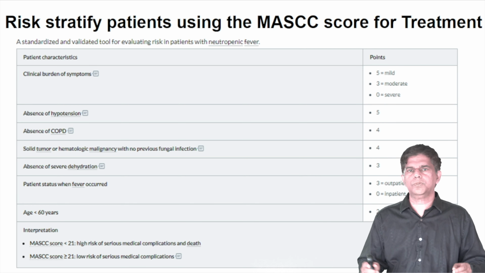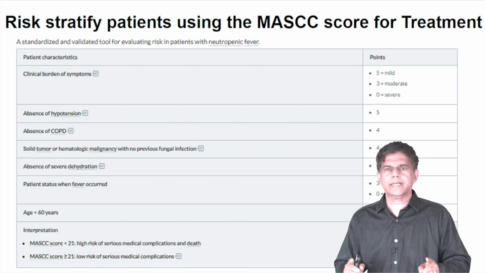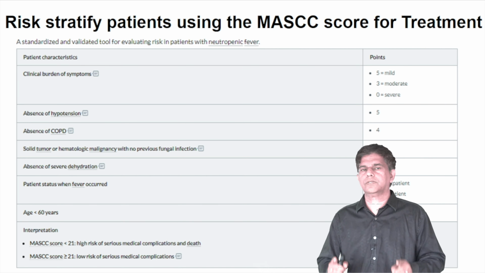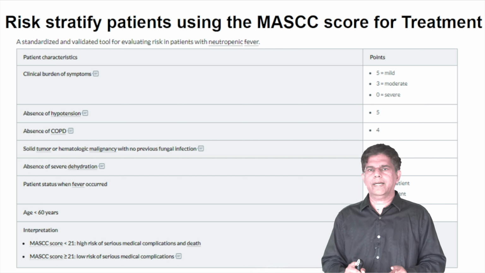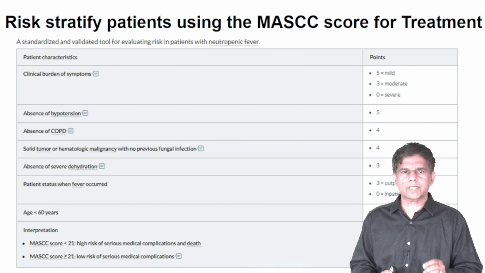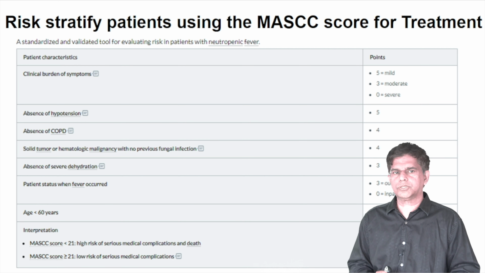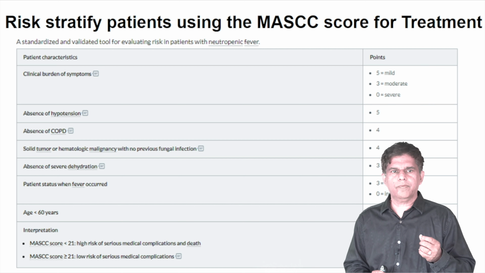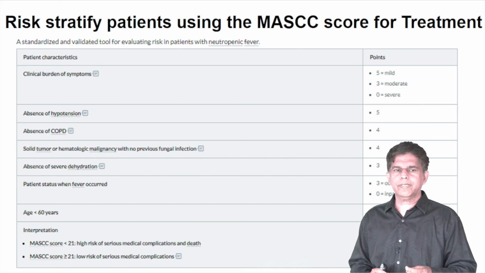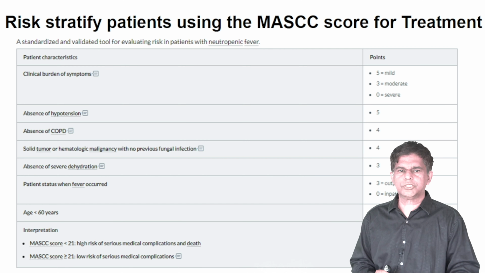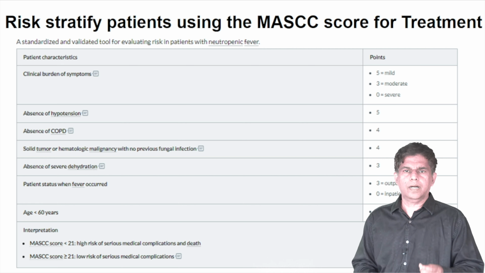The first thing I would do is a risk assessment model, which is very important. There is the MASCC risk assessment for patient risk stratification. Anything you do, always risk stratify. You go online and get a MASCC score for this patient. It includes burden of symptoms, absence of hypotension, absence of COPD, solid tumor, absence of severe dehydration, and patient status when fever occurred, with scoring given on the right side. How do you interpret it? If the MASCC score is 21, high risk for serious medical complication or death. Very high, so make sure you calculate the MASCC score.